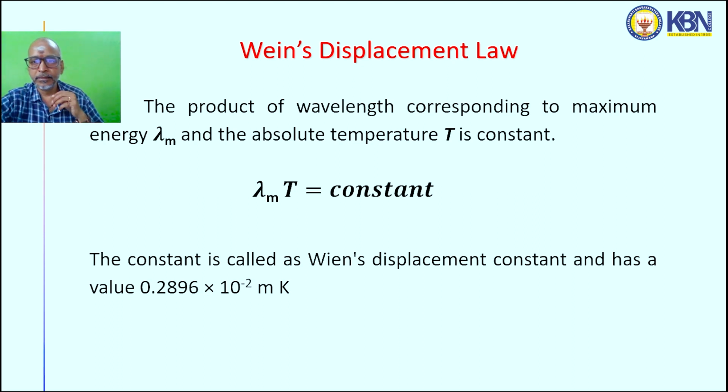This constant is called Wien's constant, and its value is 0.2896 into 10 power minus 2 meter Kelvin. That means, suppose a graph is drawn between wavelength versus energy at different temperatures, the wavelength corresponding to maximum energy shifts to the shorter wavelength side. So from this graph we can say that the wavelength corresponding to maximum energy and absolute temperature are inversely related.